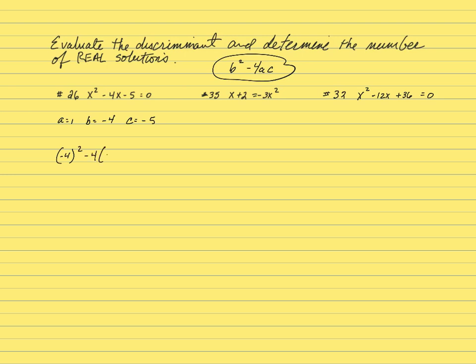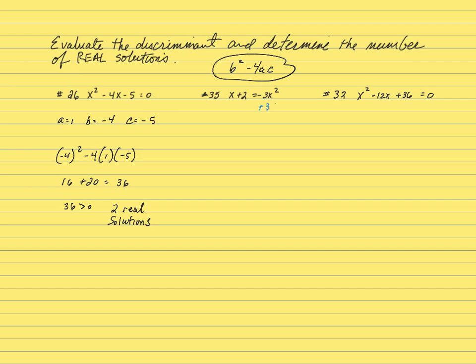So my b is negative 4, so negative 4 squared minus 4 times 1 times negative 5. So I get 16 plus 20, and that is going to equal 36. And since 36 is greater than 0, I'm going to have 2 real solutions, because the square root of 36 would be a positive or a negative 6. So that gives me my 2 real solutions.